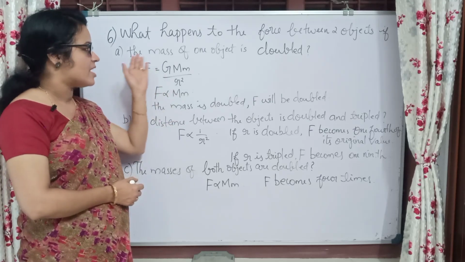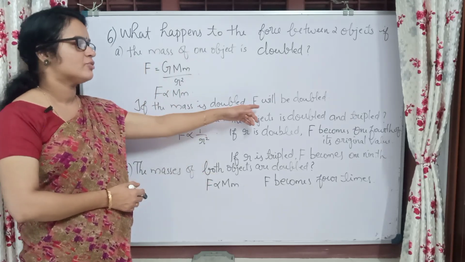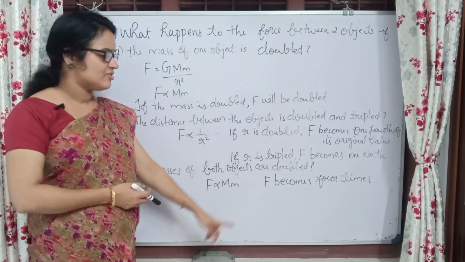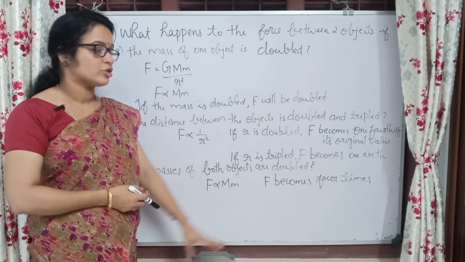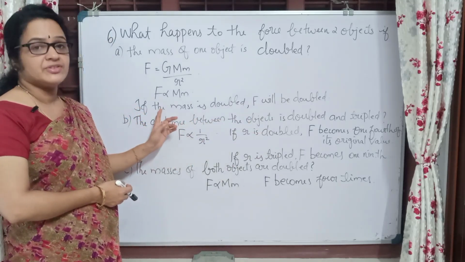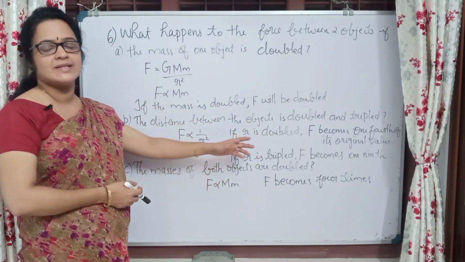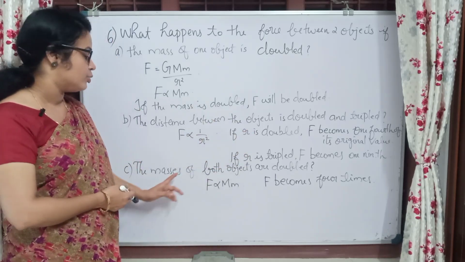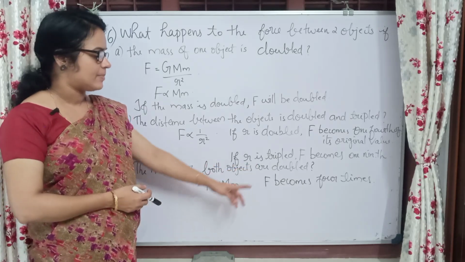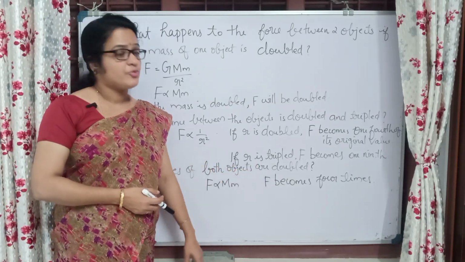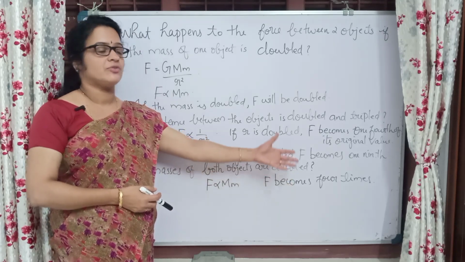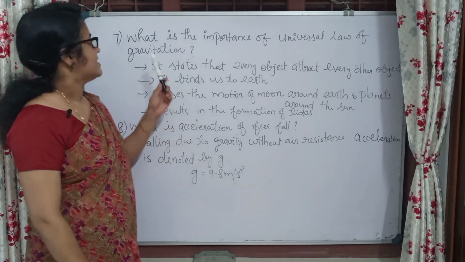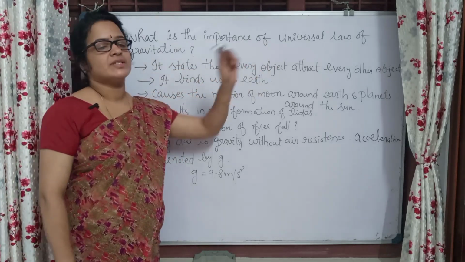Okay, so when the mass of one object is doubled, what will happen? The force will be doubled. And if the distance is doubled, what will happen? The force becomes 1/4 of the original value. And if the distance is tripled, the force becomes 1/9 of the original value. And if both the masses are doubled, what will happen? The force becomes 4 times the original value. Clear? The next question is, what is the importance of universal law of gravitation?